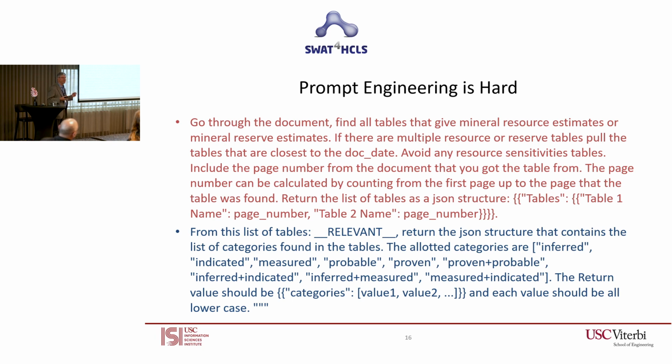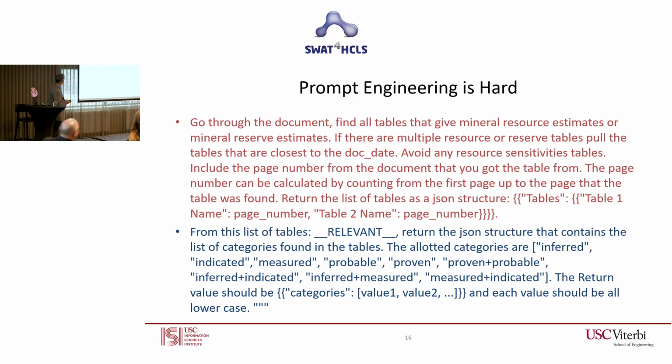And if you haven't tried to use these systems and get the references, where you tell it the page number, it gets confused about page numbers. So then you have to give it the algorithm for how it should actually give you a page number, right? So include the page number for the document that you got the table from. The page number can be calculated by counting from the first page to the page the table is found. I mean, so basic information. And then you can tell it how to structure the information, right? So I can say return the list of tables as this JSON structure, and give this structure. So you can see here, it takes some work to get the systems to do this, but it works pretty well once you figure out the right queries and deal with all the edge cases.